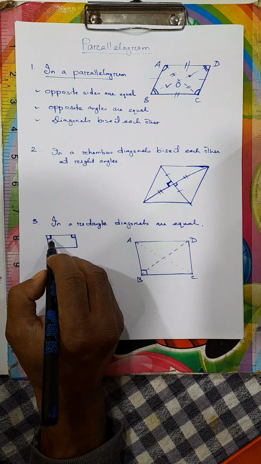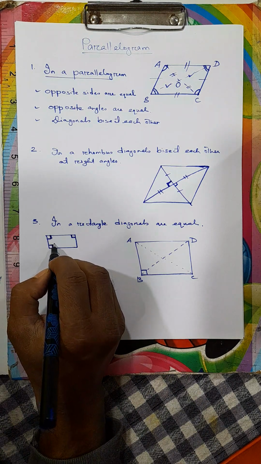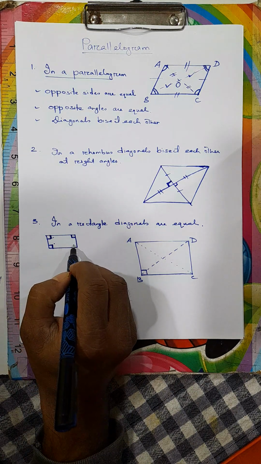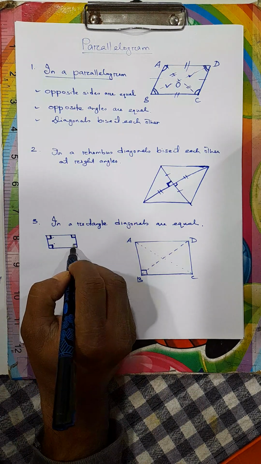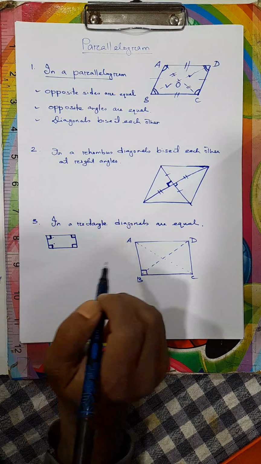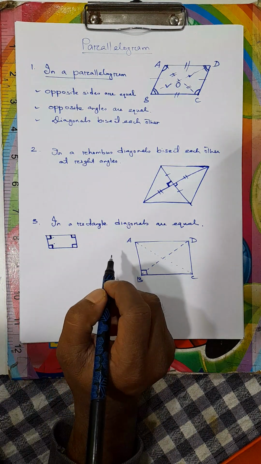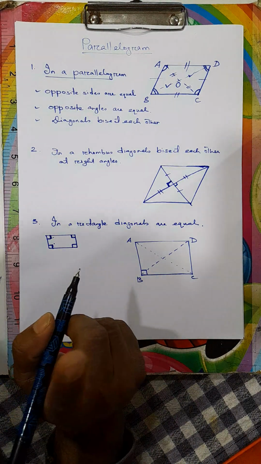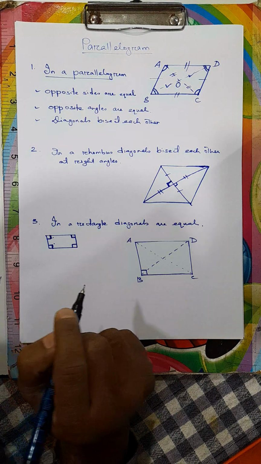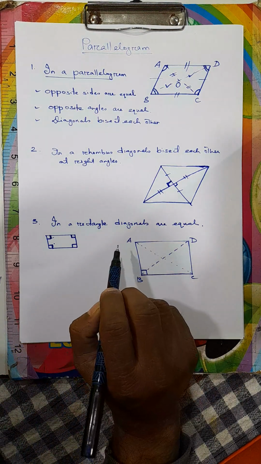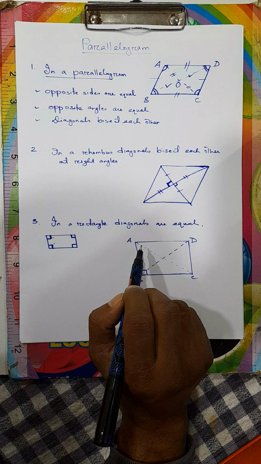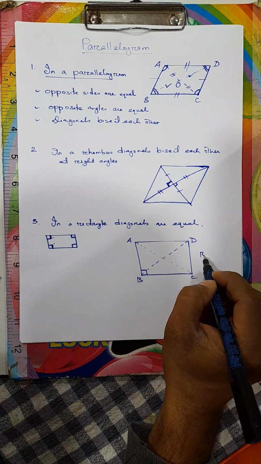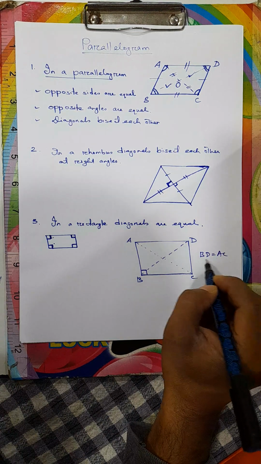So this angle plus this angle is 180 degrees. So if it is 90, then this is also 90 degrees. An adjacent pair is 90 degrees. So this plus this is 90, so this equal to 90, right? So in a rectangle, all angles are 90 degrees. That means in a parallelogram, if one angle is 90 degrees, then all angles are 90 degrees. Then in a rectangle, one additional property is diagonals are equal, right? That means BD equal to AC, right?